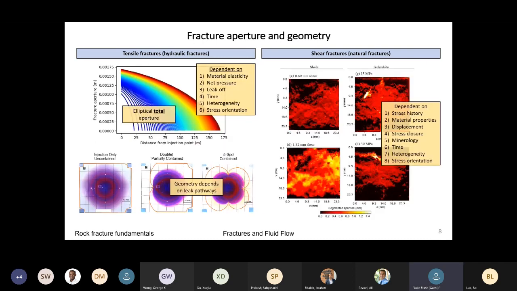Hello, Dr. Luke. We have a question in the chat box. Sure. Is it possible to capture all these heterogeneities in a frac model? And even if we could, can we properly characterize them?